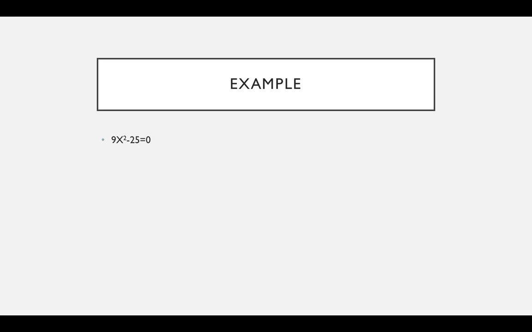This one maybe looks a little trickier because it's not a 1x squared. But this 9, meant to put an arrow there, not a crossing out. That 9 is a perfect square. This is really 3x times 3x. 25 is 5 times 5. So we can do 3x plus 5, 3x minus 5 equals 0. So we're okay if it's not a 1x squared as long as it's a perfect square out front.